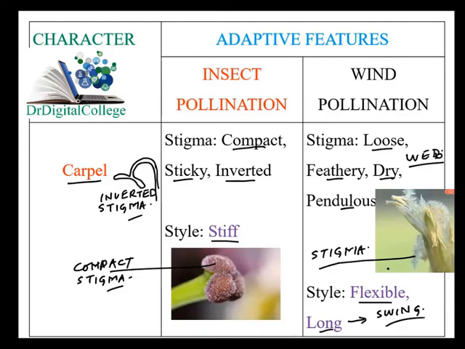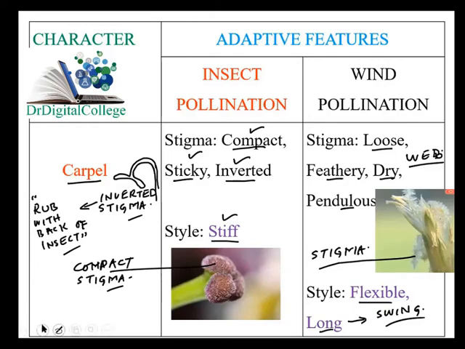Is this clear to you? Why is the stigma compact, why is it sticky, why is it inverted, why is the style stiff? The inverted stigma can rub with the back of the insect. Okay, when the insect moves over here, it will rub with the back of the insect easily, so that the stigma can receive pollen grains from the back of the insect. Is that okay?